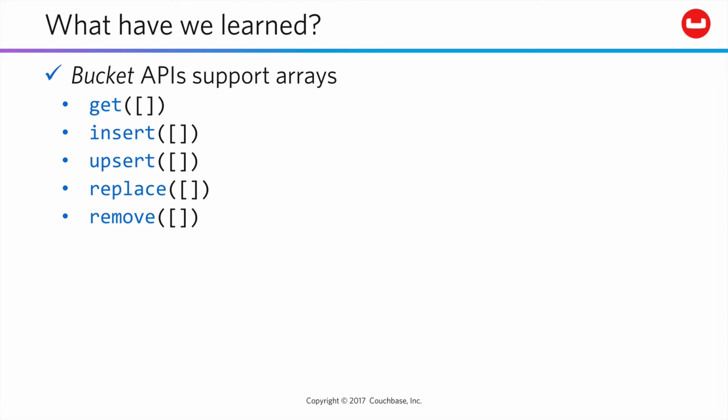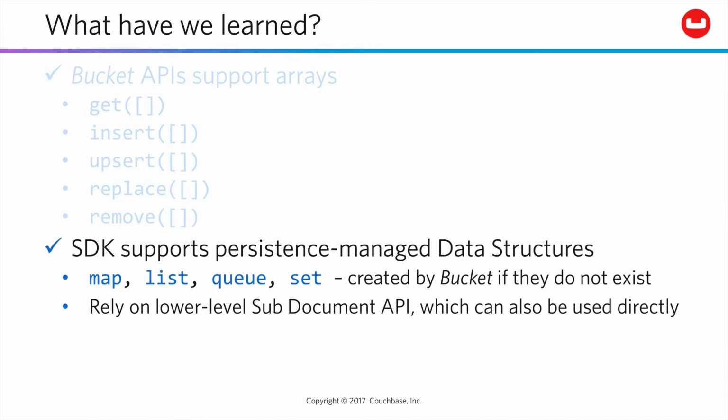So what have we learned here? Well, first, the core bucket methods get, insert, upsert, replace, and remove all support arrays. Beyond that, the SDK also supports persistence-managed data structures: map, list, queue, and set. They're created if they don't exist as soon as you name and add an item to the corresponding object. These rely on the lower-level subdocument API, which you could also choose to use directly.